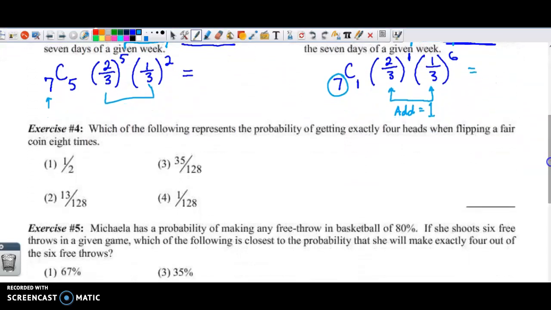So if at any point you need to pause the video and write anything down, feel free to do that or rewatch it. So here's another one where we're getting exactly 4 heads when flipping a fair coin 8 times. So we have 8 times that we're going to flip and get 4 heads. And notice that we keep using the word exactly because this is the formula that we use for exactly.